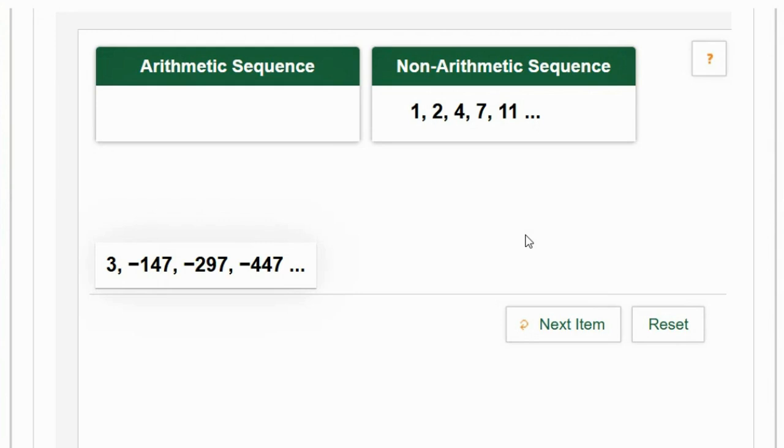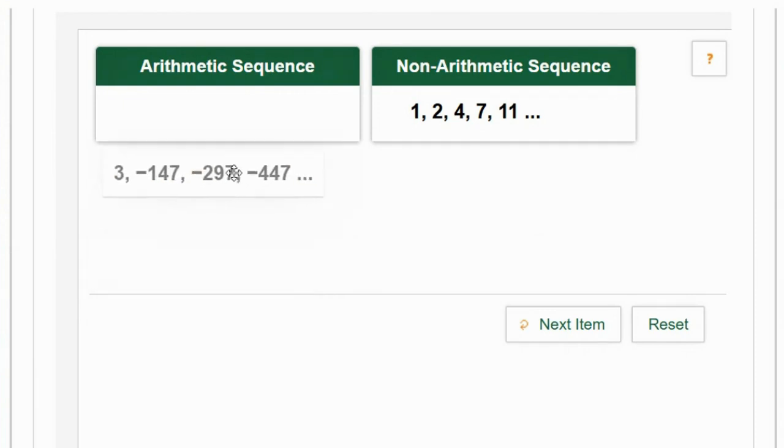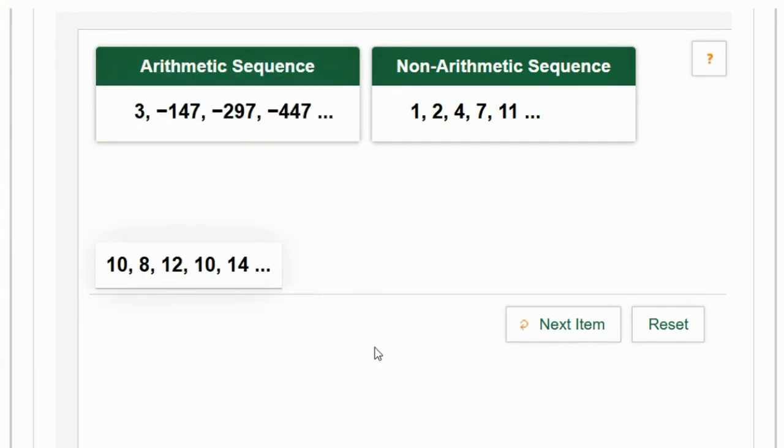Anthony says it is. Anyone else think on this one? Daniel agrees. So is it adding the same number every time? Yes, it's adding negative 150. 3 plus negative 150 is negative 147. Negative 147 plus negative 150, negative 297. Every time you can add a negative 150 and end up at the next number.